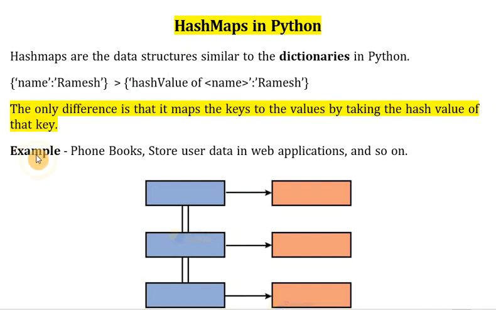Real life examples are phone books and other applications where we are storing data, which are examples of hash maps. So let's see another data structure.